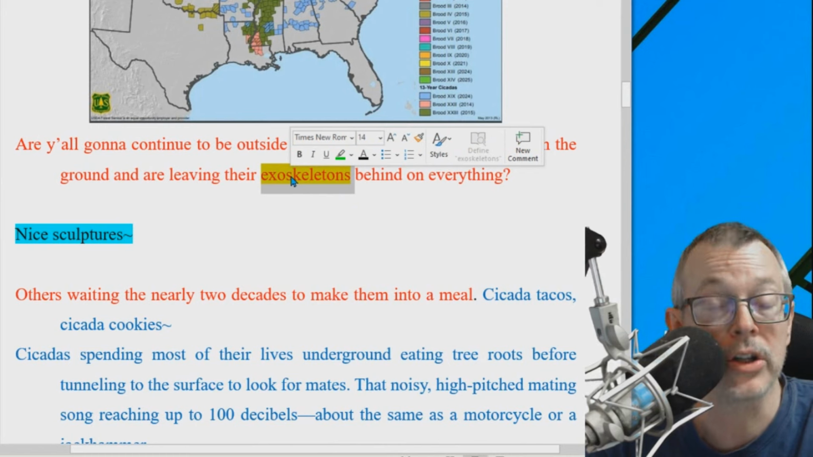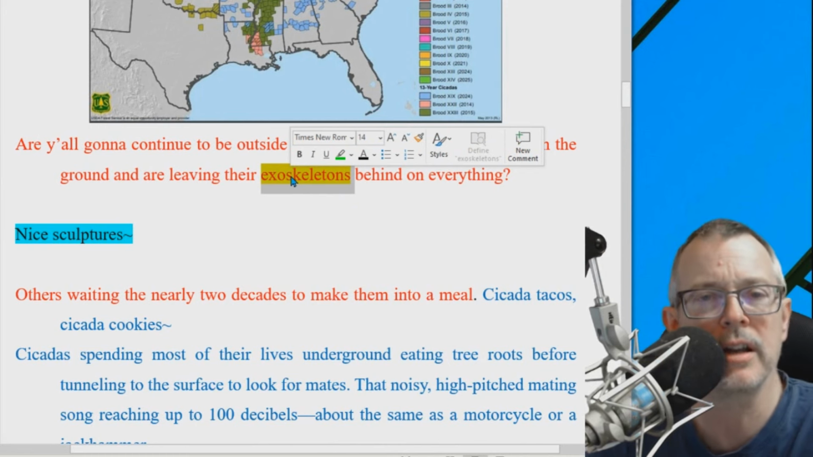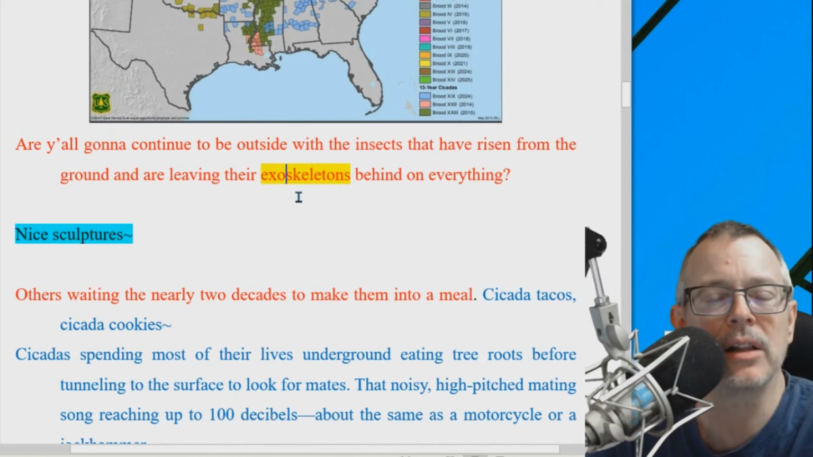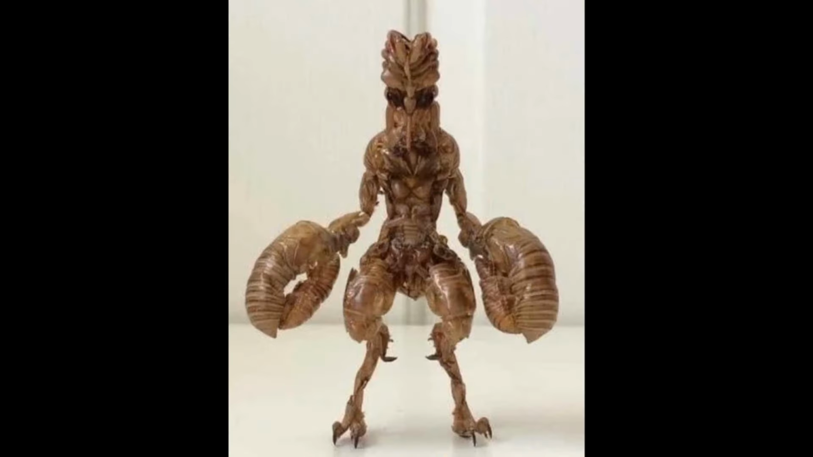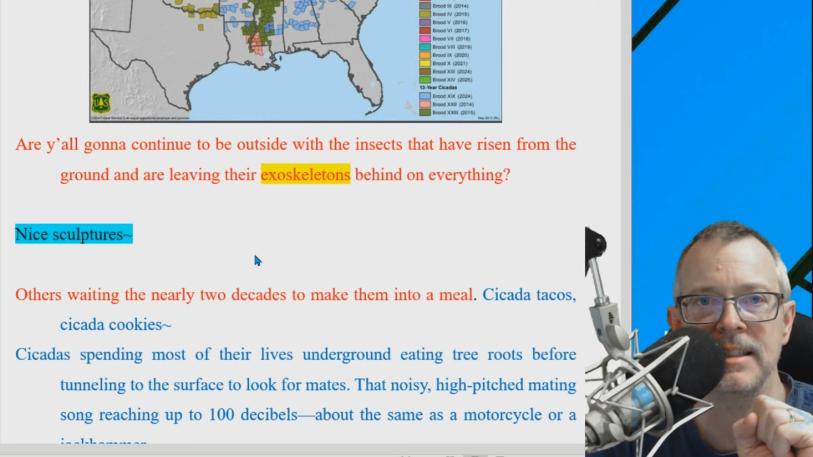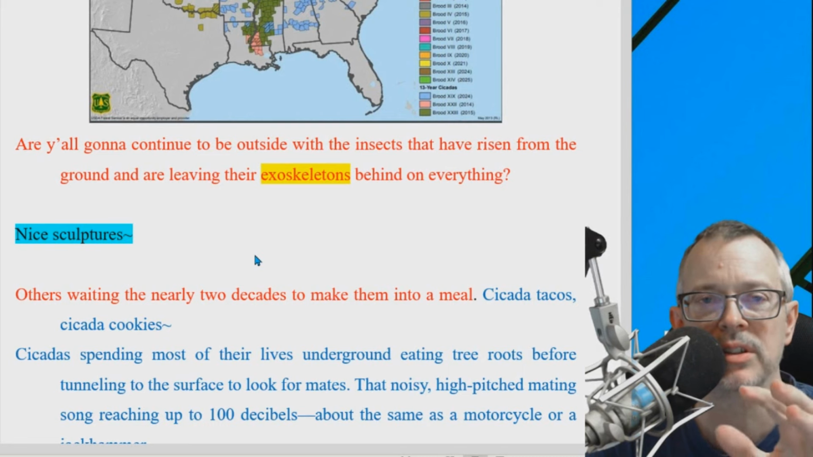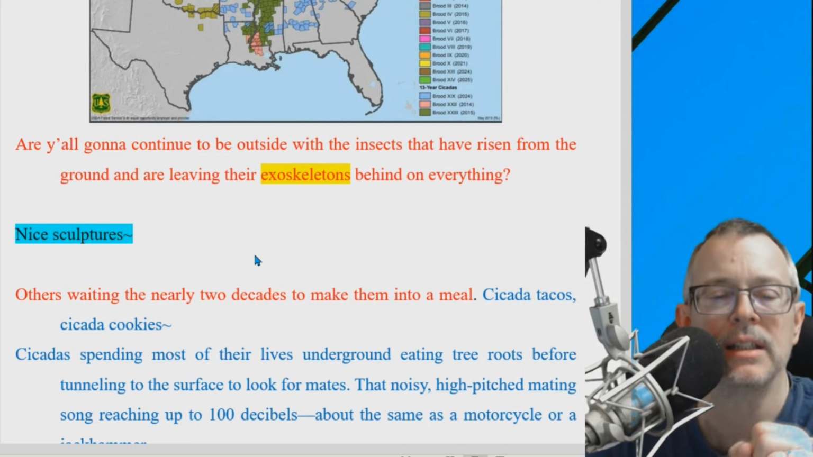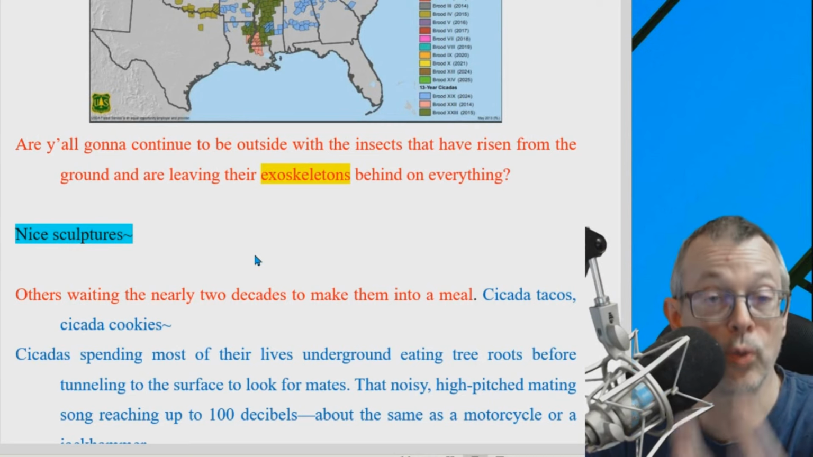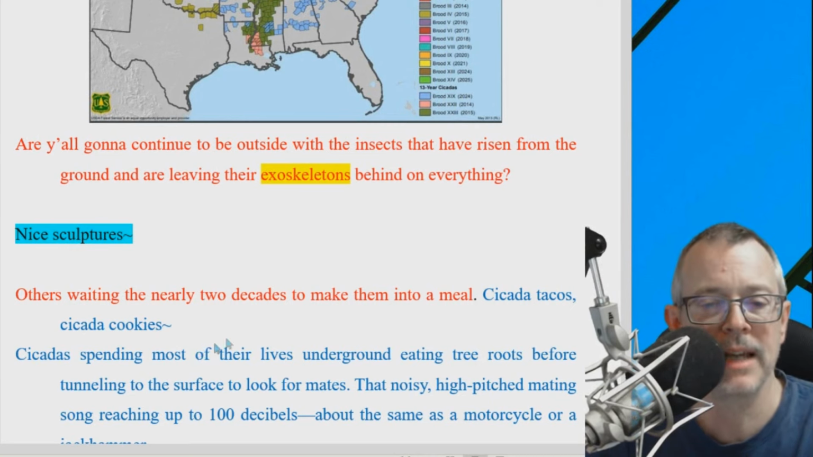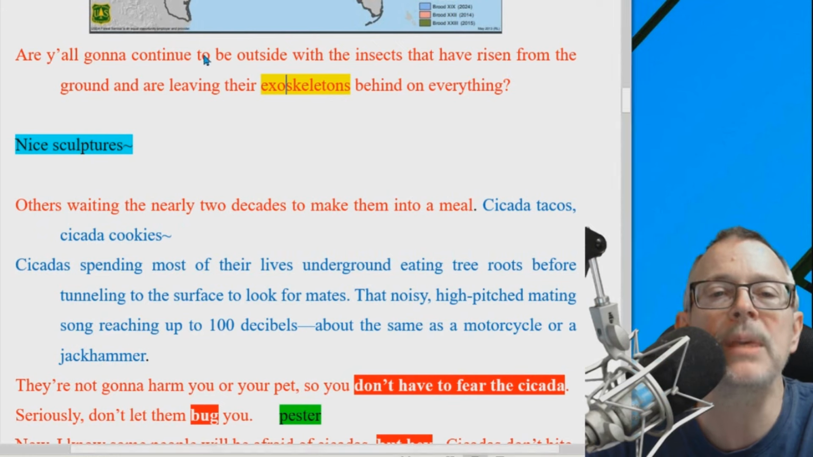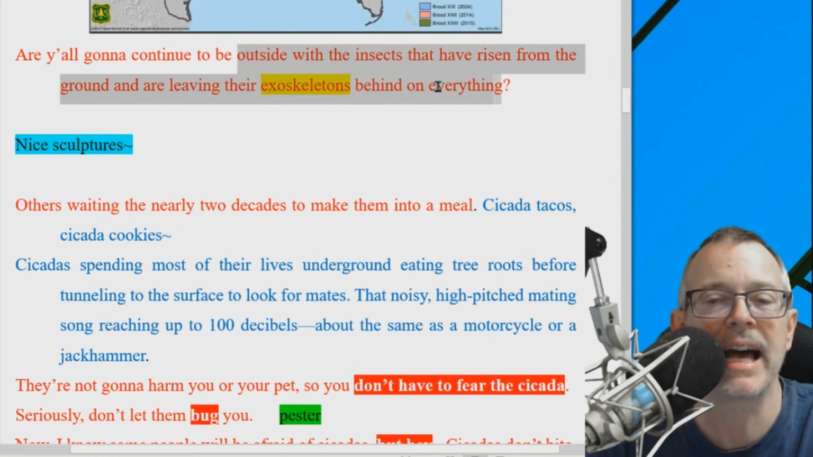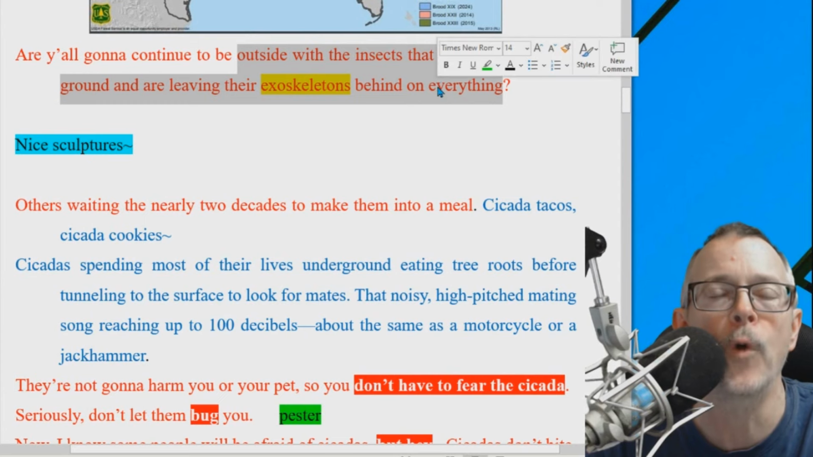Some artists, especially in Japan and China, I noticed, take these exoskeletons and create fantastic sculptures. Yeah, that's pretty scary. That's like Hollywood movie scary, those sculptures, if you ask me. I understand that there's artistic work involved, but no, thank you. Get out of here. I don't like it. Moving on. Others waiting the nearly two decades. Other people. Some people are going to stay inside. They're scared. They're going to stay inside and avoid the cicadas.